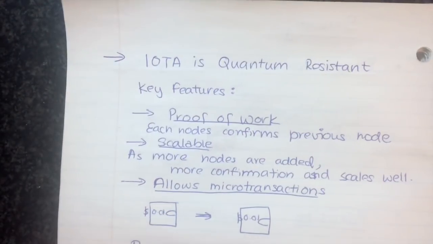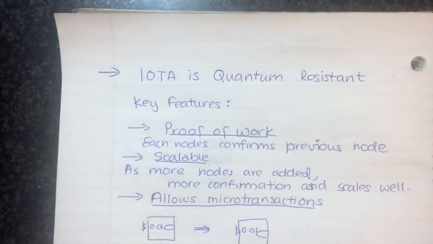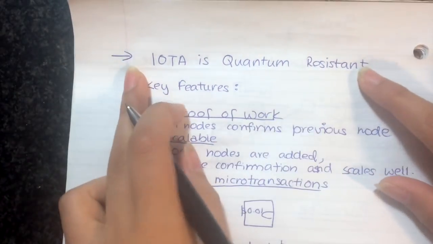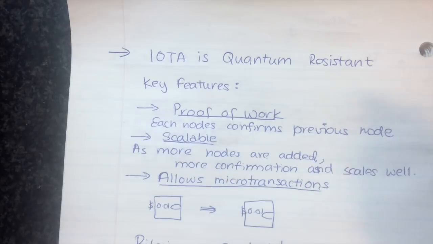Now, I'm just going to be talking about some of the features of IOTA. So IOTA and the Tangle is quantum resistant. This means it cannot be hacked by quantum computers. Quantum computers are currently in development, and they are not really in widespread use. However, in the future, they might definitely be there.